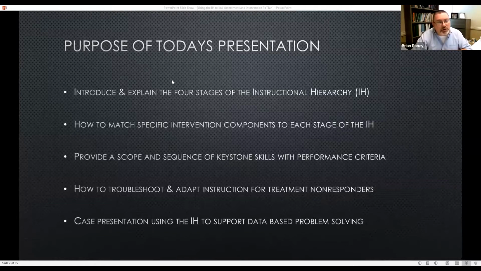And then lastly, I'm going to go over a case that I did here at Oklahoma State through one of our practicum students, a 3rd grade student with typical problems with computation. I'm going to go through the case and talk about how I used the instructional hierarchy to guide this student through their choices and see how that worked for that student.